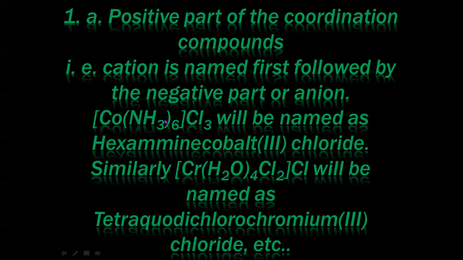So we will write first the name of this ligand, and before that how many ligand molecules are there in this compound or in this coordination sphere. 6 means hexa, amine, that is the name of ammonia, and cobalt is the metal ion or element, and here we are writing its oxidation state or oxidation number or valency, that is the valency of cobalt.